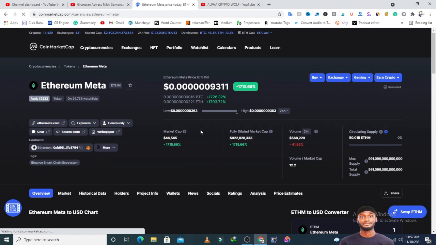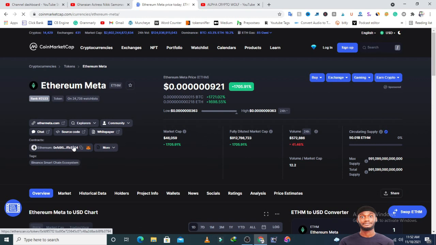From the experience and from the information I've gotten from other people, I already know where this is heading. But let me just look at the number of people holding this token. At the moment, this token is on the watch list of over 24,738 people, and it is built on the Ethereum smart chain, the Ethereum blockchain technology.